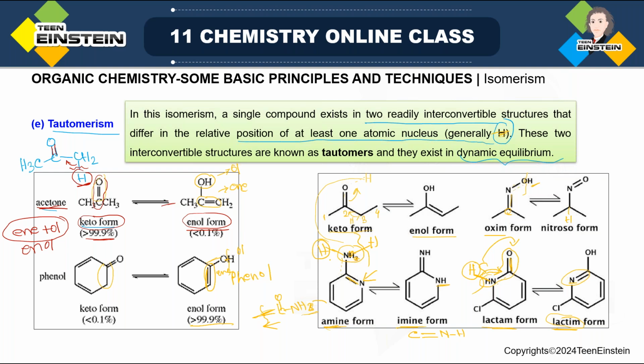So these are the examples, and in all these examples, hydrogen is the atom which is changing its position. In the keto form, the hydrogen is attached to carbon, then it is attached to oxygen. Here this hydrogen is attached to oxygen, now it is attached to carbon. In the amine-imine case, the NH hydrogen is attached to N, but now it is attached to another N which is part of the ring. But in all cases it is hydrogen which is changing its relative position.